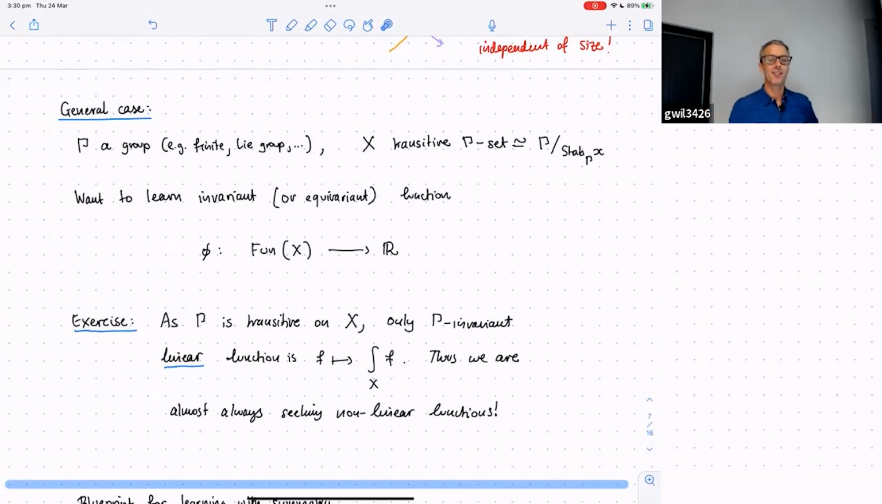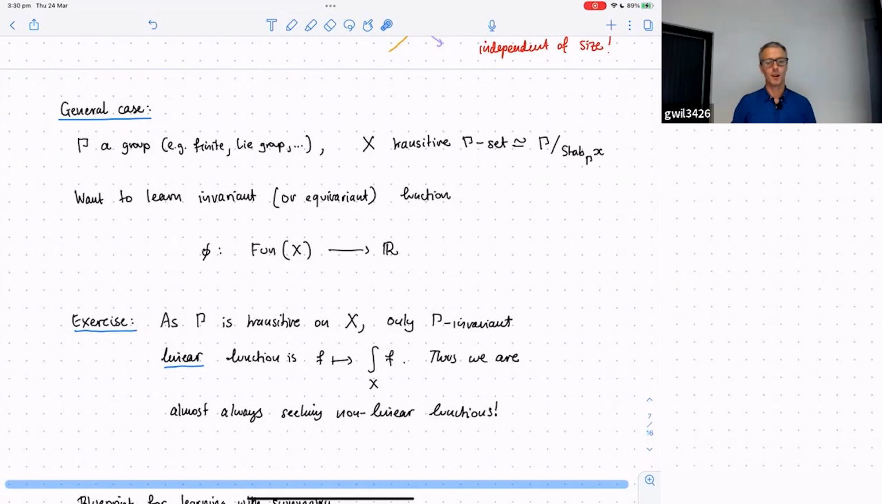I found this illustrative because it tells you, for example, in the image classification task, you're definitely looking for a nonlinear function. Because a linear function would be like averaging over pixel values. And this is the kind of silliest thing that one could imagine.